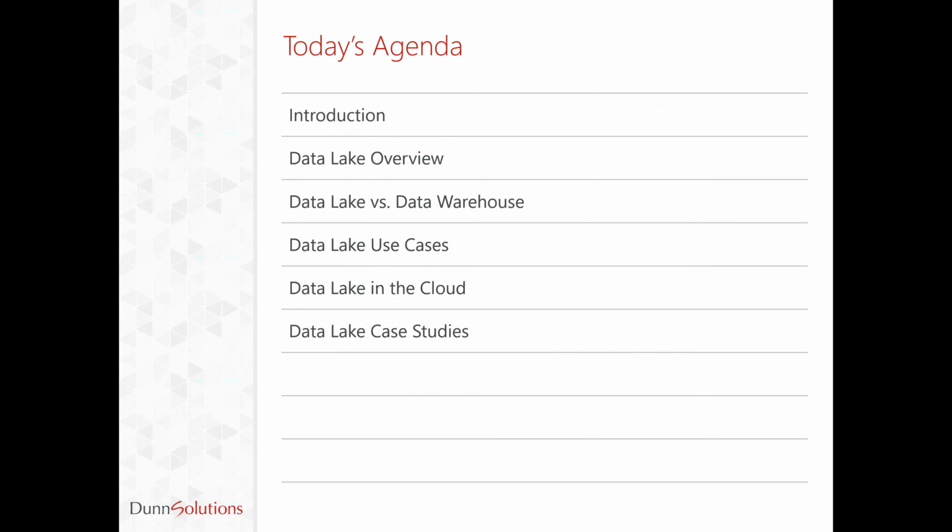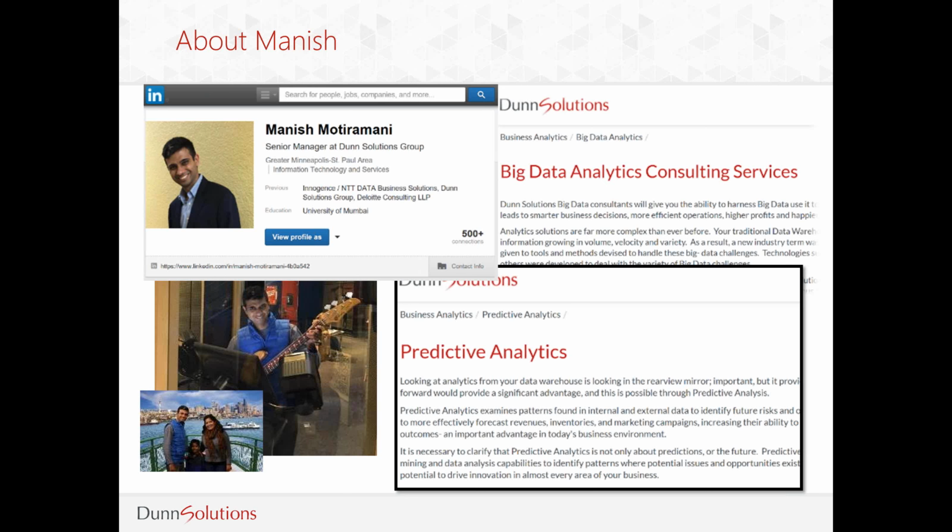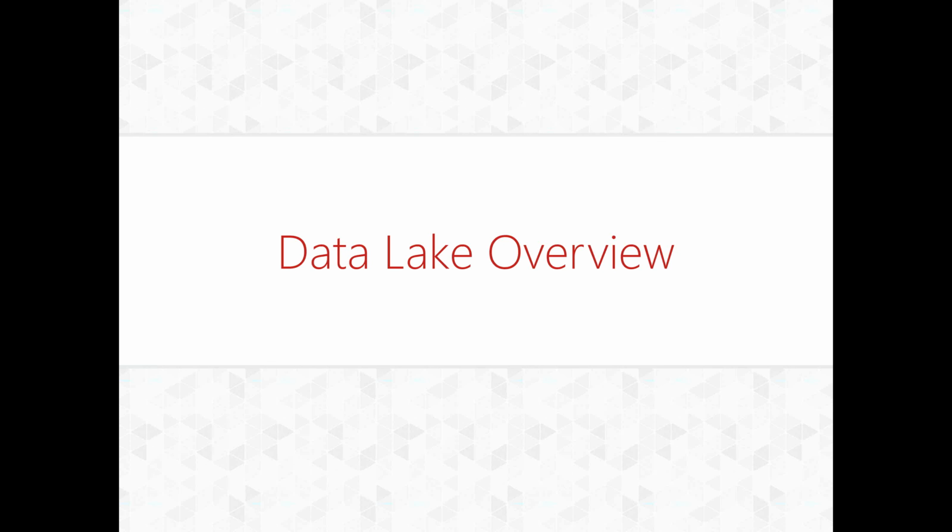Just a little bit about who is Manish. My name is Manish Motiramani. I am a senior manager at Done Solutions Group. I have been with the company for almost 10 years now, and I am also a very hands-on architect when it comes to designing solutions and creating content for our clients here. With that, let's get started.